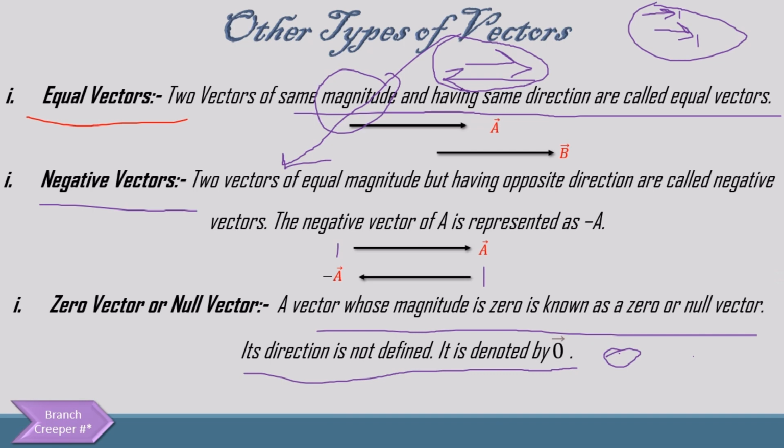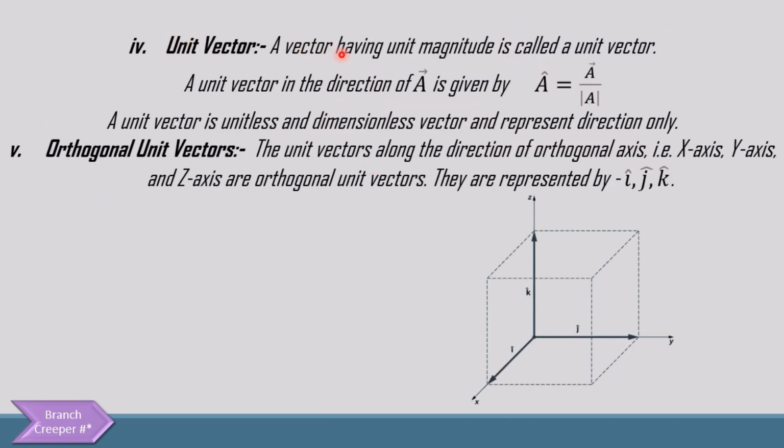So next, unit vector. A vector having unit magnitude is called a unit vector. It has a specified particular direction, but its magnitude is 1 unit. So this is a unit vector. A unit vector is represented by using a cap on it. Later we will study how to find the unit vector of a given vector.